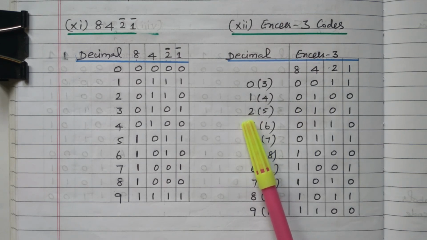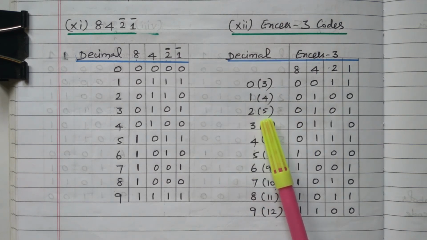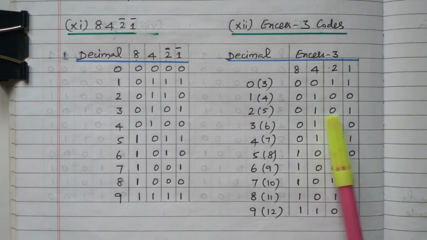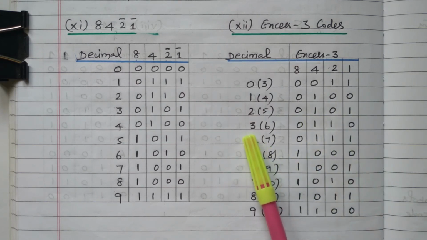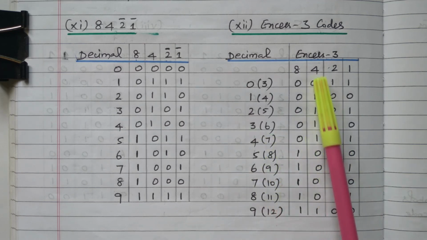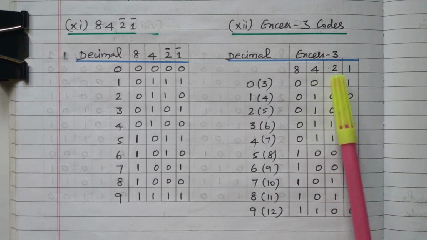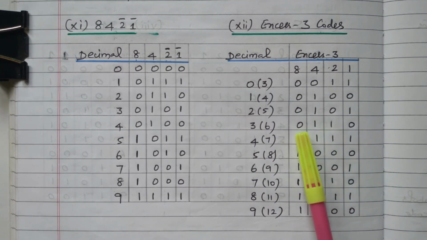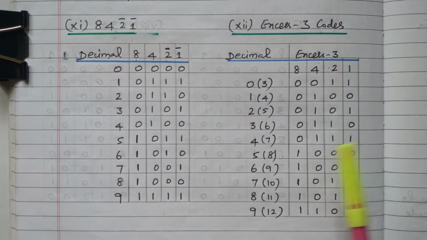Then for decimal number 2, the excess is 5. How will you get 5? We can add 4 plus 1, second position and fourth position. So the second and fourth position are 1, so that 4 plus 1, 5. The code is 0, 1, 0, 1. Then for decimal number 3, the excess is 6. How will you get 6? 4 plus 2. Second and third position we can make 1. So that 4 plus 2, 6. So the code is 0, 1, 1, 0.